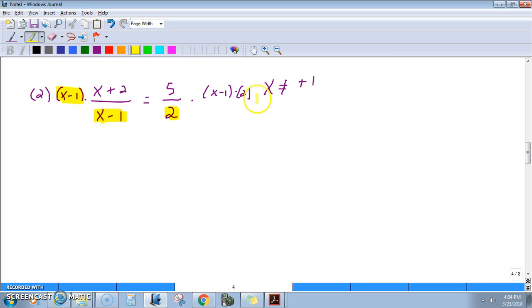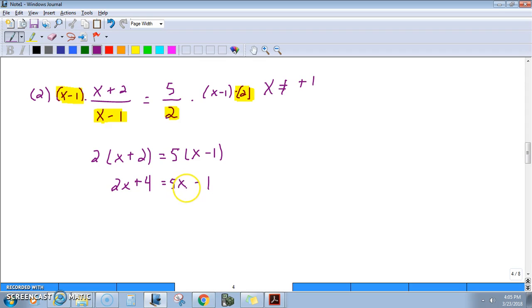Okay, and what happens is on this side, the x minus 1's cancel out, and on this side, the 2's cancel. Okay, so what I'm left with is, on the left-hand side, 2 times x plus 2. It's important that you keep these parentheses because we're going to have to distribute that 2 through. And 5 times x minus 1. All right, so this ends up being 2x plus 4 equals 5x minus 1.